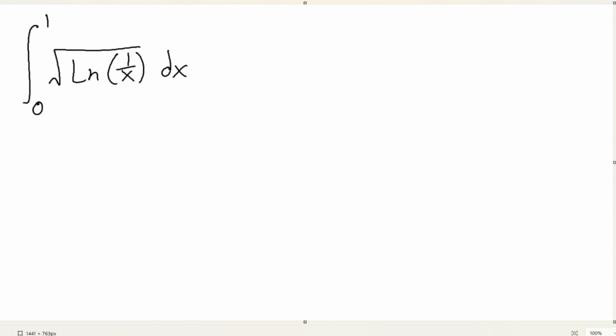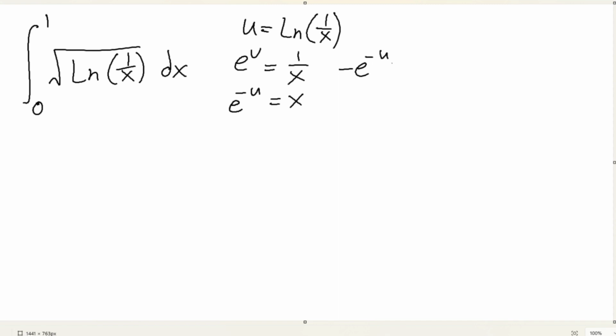Okay? What on earth is this? This does not look like a Gaussian integral. This looks like something else. So what do we do if we just randomly see an ln of some function? We can try experimenting. Let u equal ln of 1 over x. Then e to the u is equal to 1 over x. And then this becomes e to the negative u is equal to x. Negative e to the negative u du is equal to dx when we differentiate it.